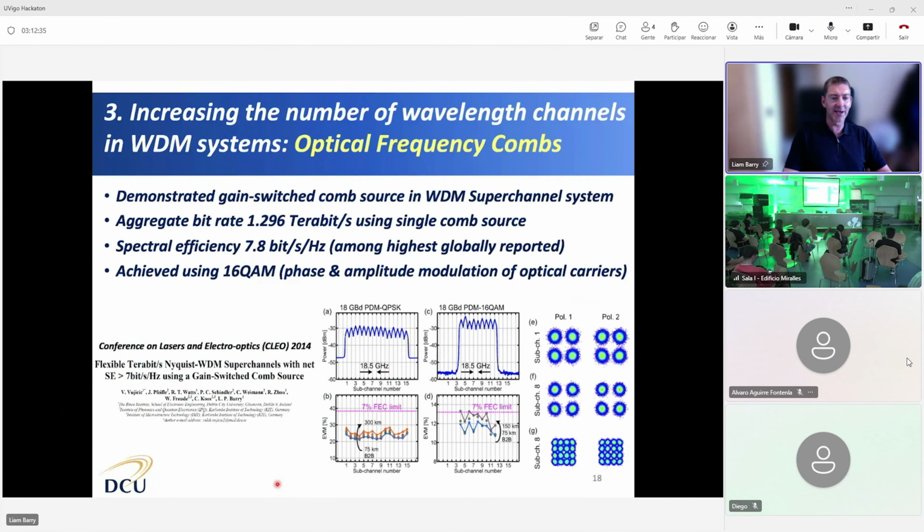The plots are showing constellation diagrams, but with this optical frequency comb, we can place our optical channels much closer together in the fiber, and we can get essentially more capacity down a single fiber. So it's a key technology for increasing the capacity in the internet.